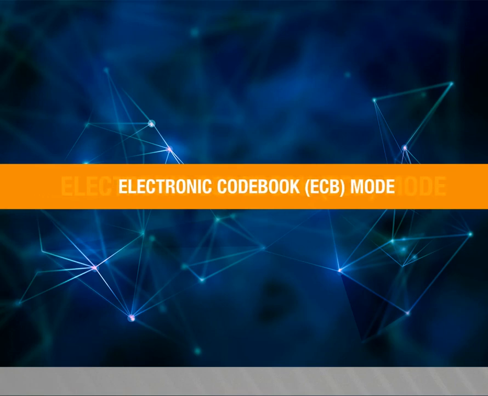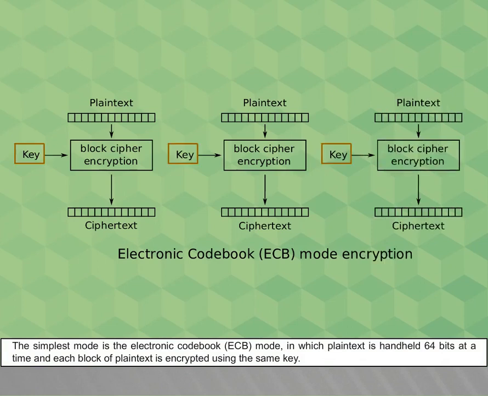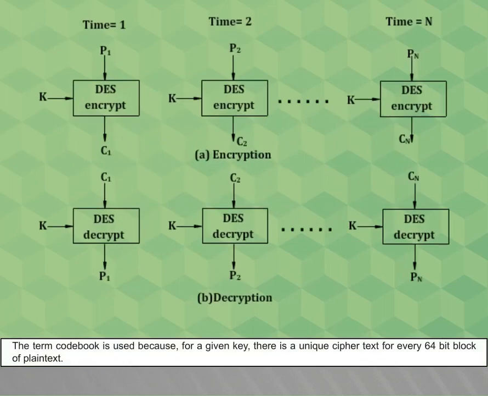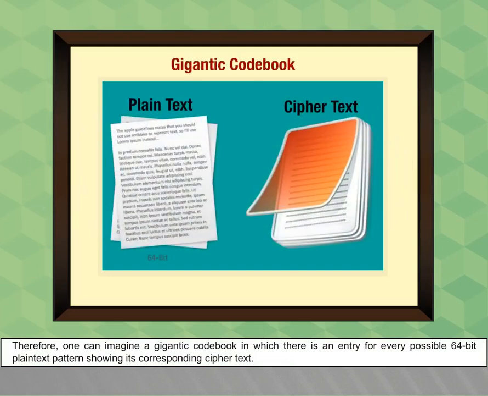Electronic Codebook, ECB mode. In this video, we are going to see about electronic codebook, that is ECB mode. The simplest mode is the electronic codebook ECB mode, in which plaintext is handled 64 bits at a time and each block of plaintext is encrypted using the same key. The term codebook is used because for a given key, there is a unique ciphertext for every 64-bit block of plaintext. Therefore, one can imagine a gigantic codebook in which there is an entry for every possible 64-bit plaintext pattern showing its corresponding ciphertext.